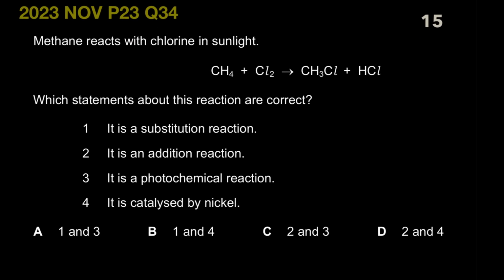This says methane reacts with chlorine in sunlight. Why in sunlight? Because it provides the activation energy, right? The UV light provides this particular reaction with the activation energy, and this is a substitution reaction, right? Which statement about this reaction is correct? It is a substitution reaction, absolutely. So a chlorine atom substitutes a hydrogen atom, and the hydrogen atom that has been substituted reacts with chlorine to make HCl gas. Remember, this is not hydrochloric acid, this is hydrogen chloride.